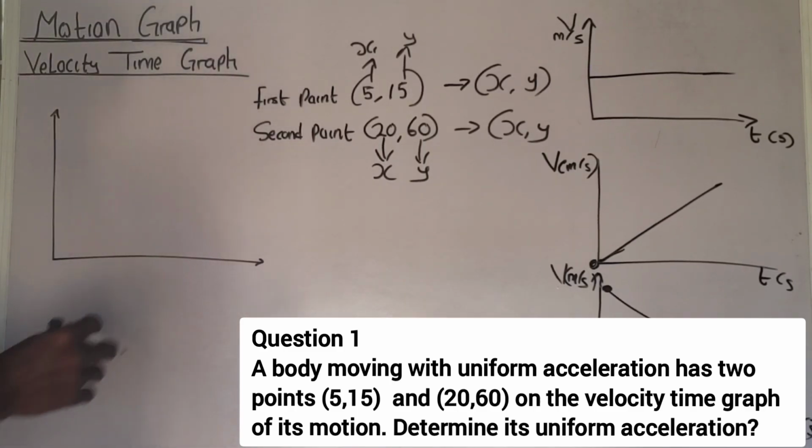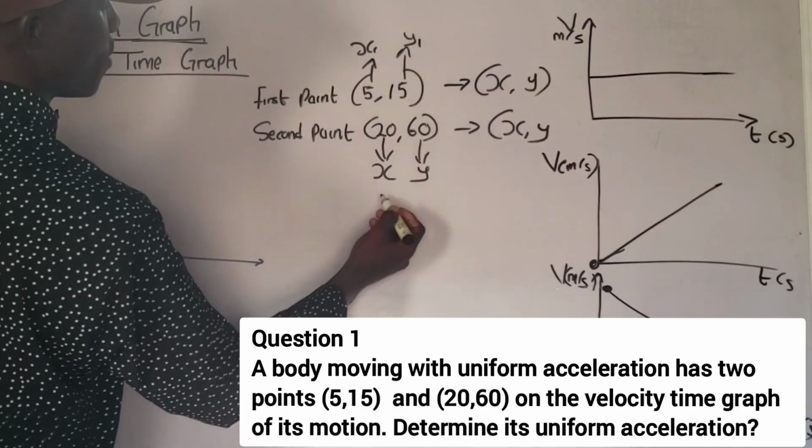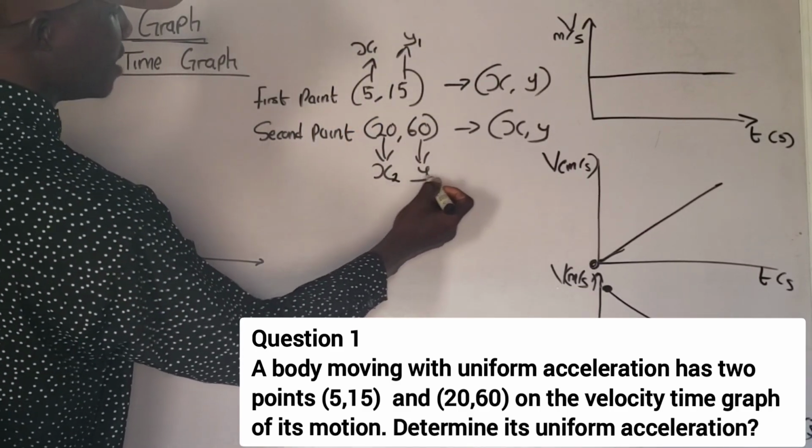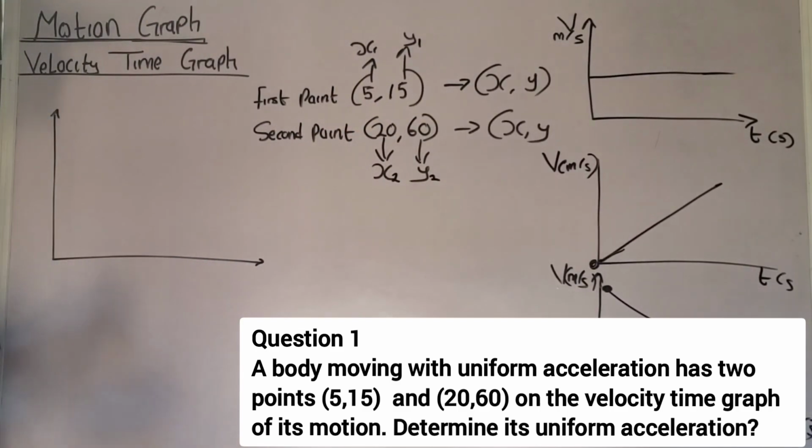You understand? This will be x1 and this will be y1. This will be x2 and this will be y2. Do you understand? Now, for x1, let's say this is point 0, 0. This is the x-axis and this is the y-axis.